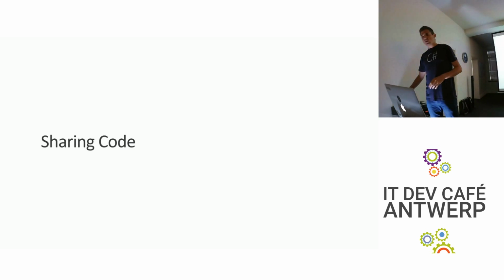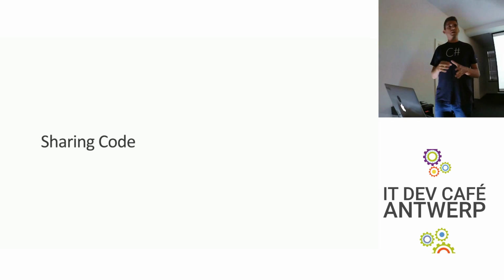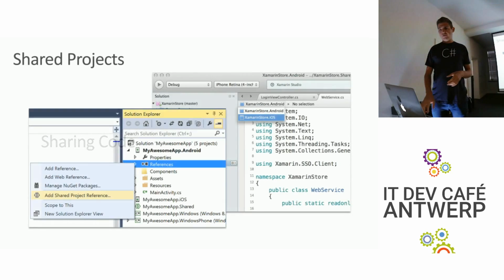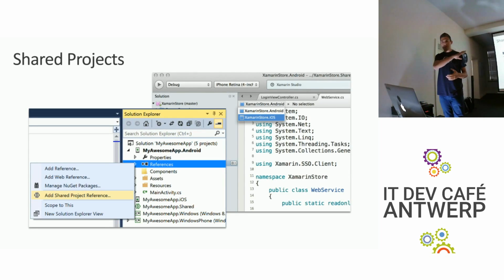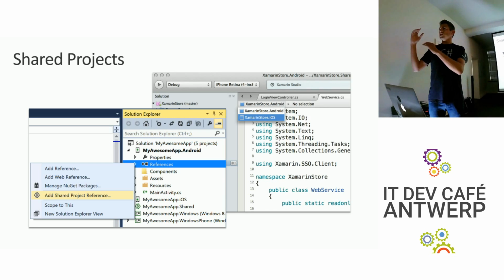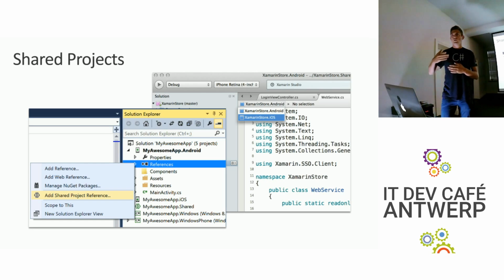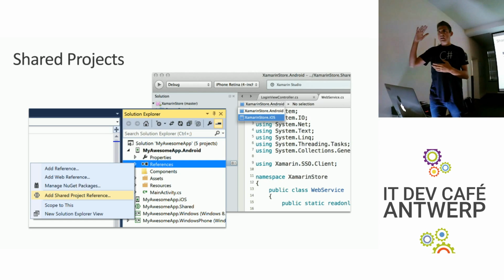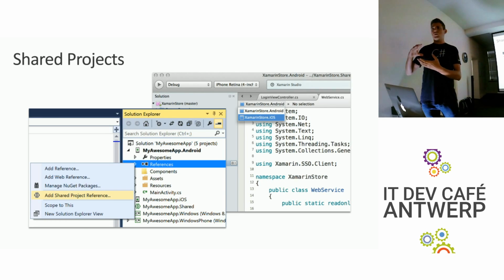There's 3 ways that you can share code between projects. The first, and this is the one that we started initially with a couple of years ago, is shared projects. You create a C# project where you write all the non-UI code, and then you create an iOS and an Android project, and you simply link to that project. What happens is every time you compile your application, you compile the entire shared project along with your application and then run it on the device.